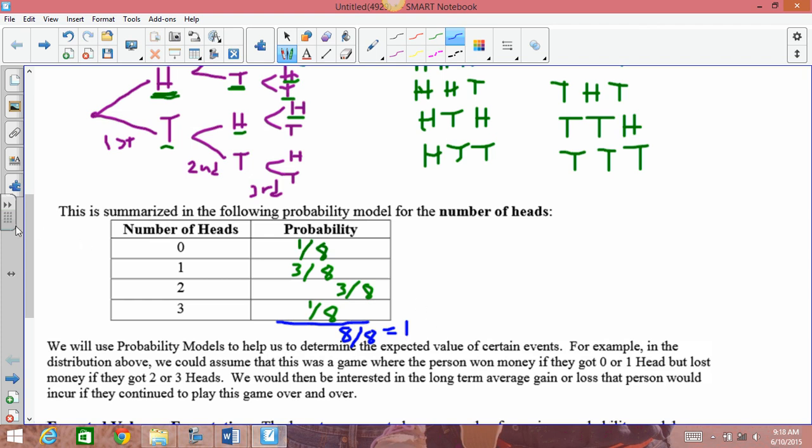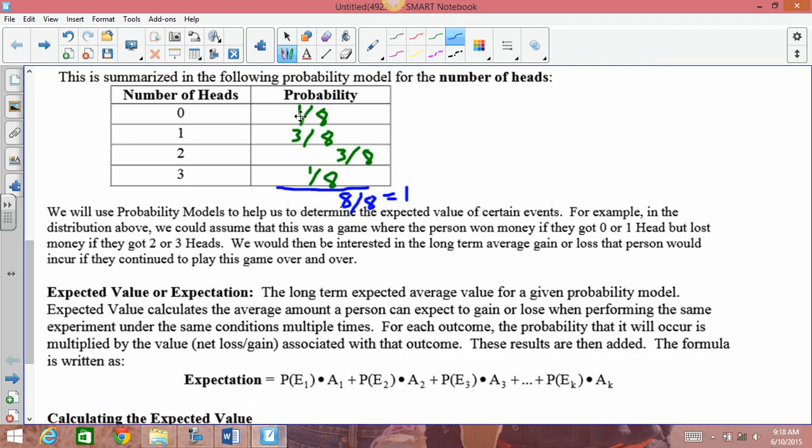And so like I said, we're going to just extend this one step further. I'm going to use this probability model, and I'm going to add 1 more column to it for my expected value.